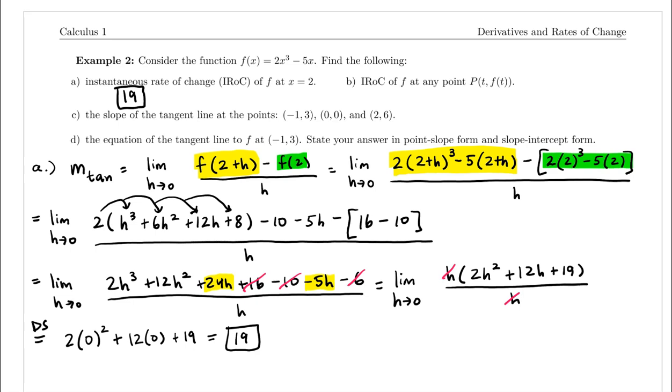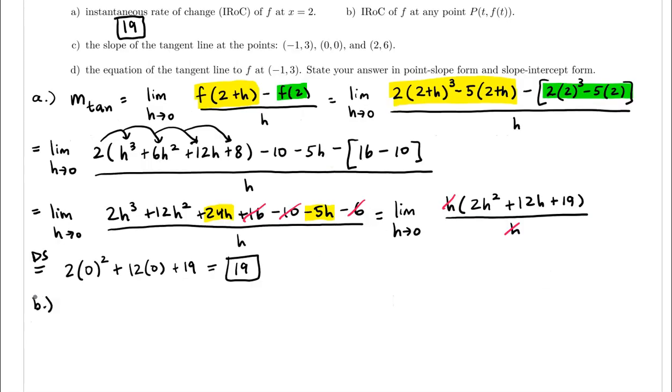Once again, similarly in part B, we want to find the instantaneous rate of change of f at any point p with coordinates t comma f of t. So let's do that. It's very similar to the last part of the previous example. All right, so we're in part B. I'd like to find the instantaneous rate of change, which is also the slope of the tangent line.